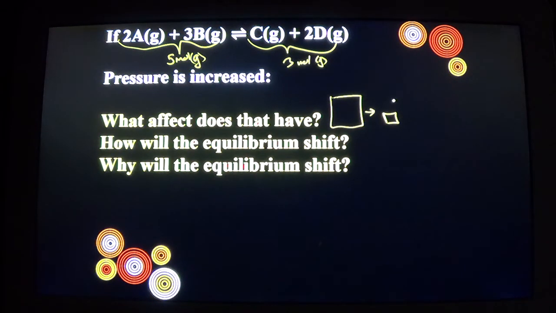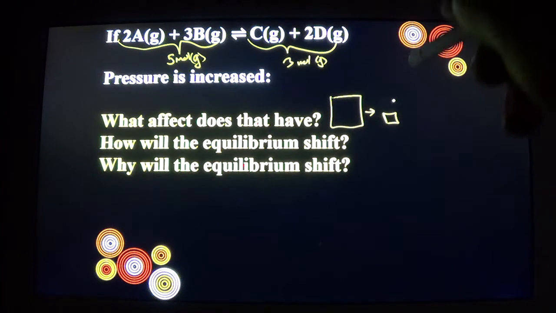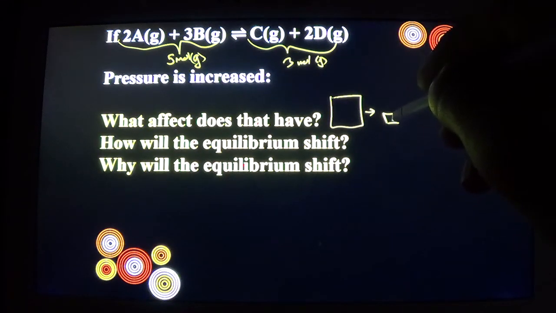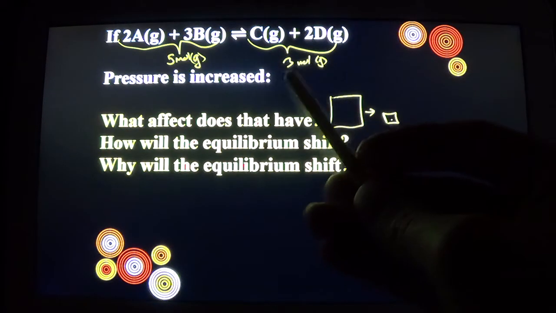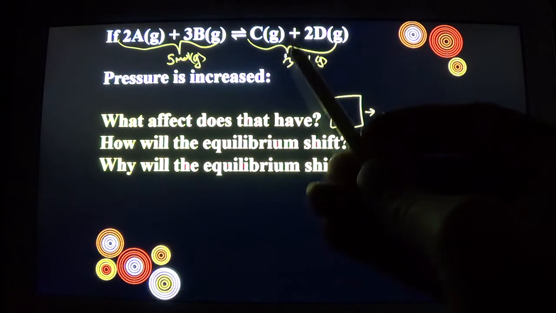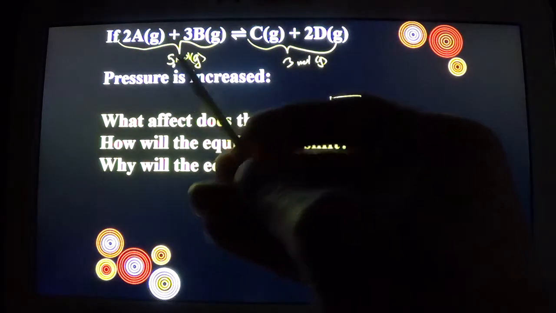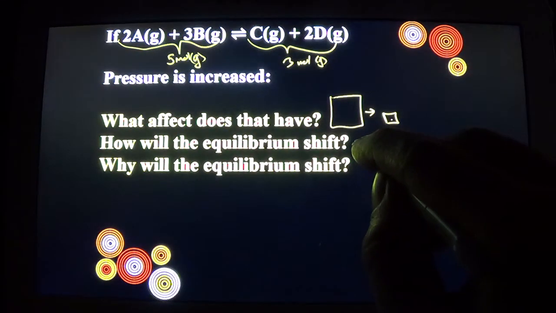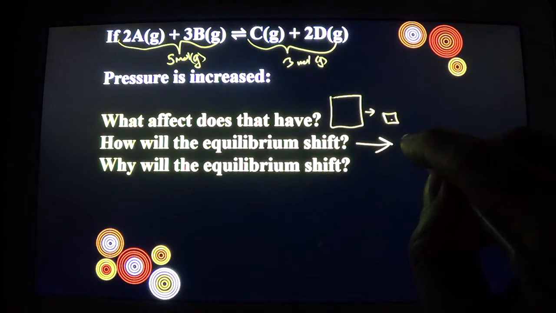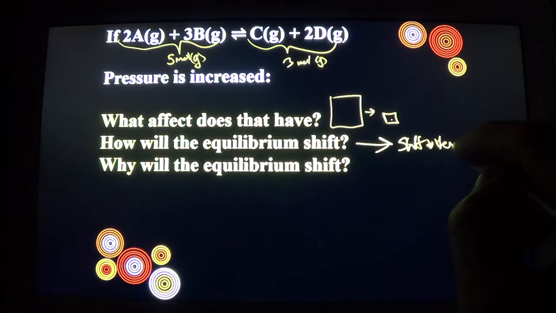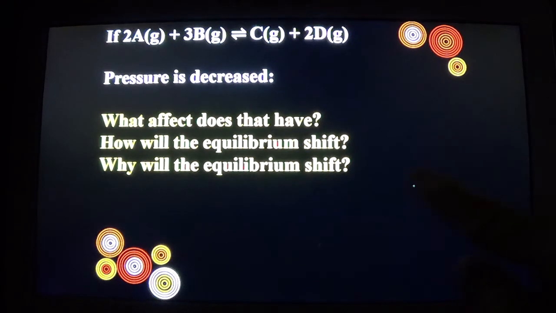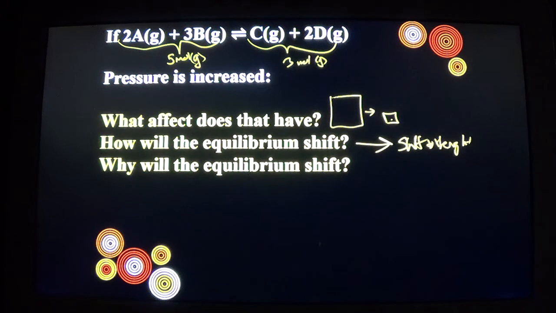So increased pressure is going to favor a smaller amount of moles because a smaller amount of moles fits into a smaller space. Smaller amount of moles in this reaction is the left side. Wow, I said that backwards. Right side, because 3 is less than 5. So equilibrium will shift. We could draw an arrow. We could say shift to the right. We could say favor products. We could say use up more reactants to make more products. We could say all those kinds of words.